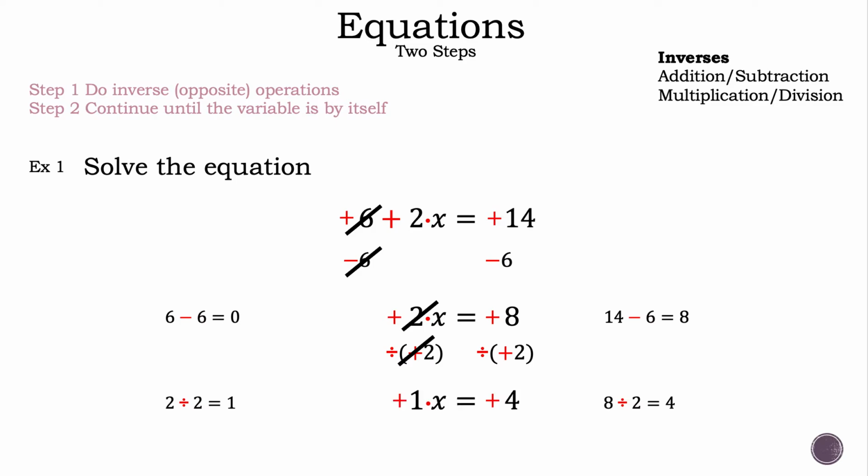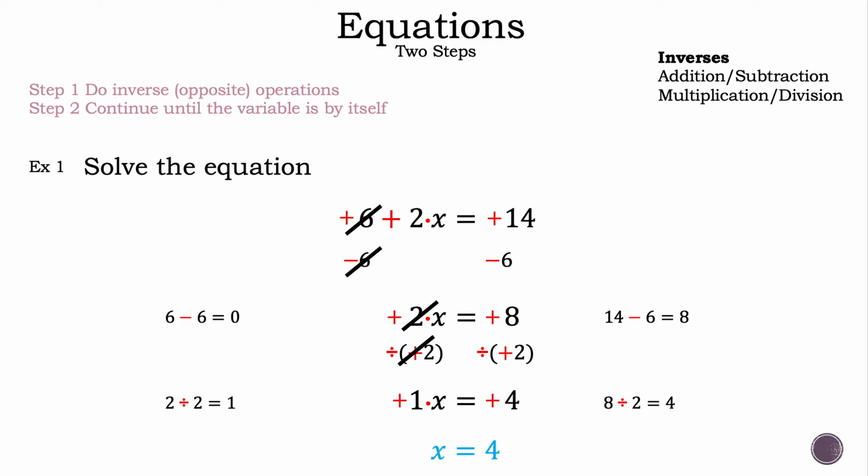And now let's write down what we have so far. We have positive 1 times x is equal to positive 4. Now we can get rid of those positive signs, because you're not going to see that written down anywhere. And we can also get rid of that 1, because anything times itself is itself. So we have x is equal to 4, and that is your answer.